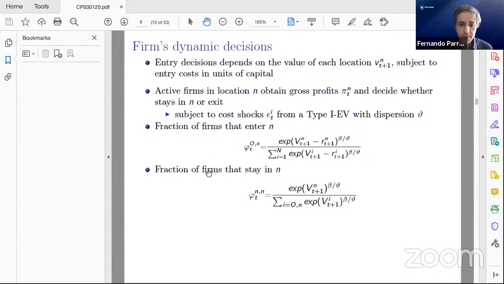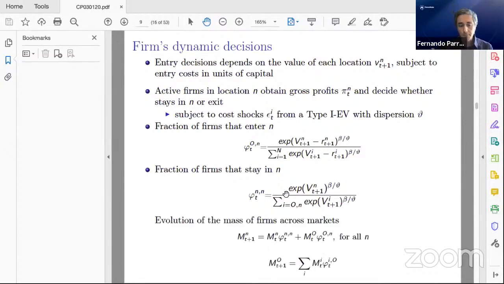Similarly, the fraction of firms that stay producing in N is going to be a function of the expected value of that location relative to the option of exiting the location. And similar to the case of households, with the initial distribution of firms across space, and with these transition rates, we can compute the law of motion of firms across time and across space.